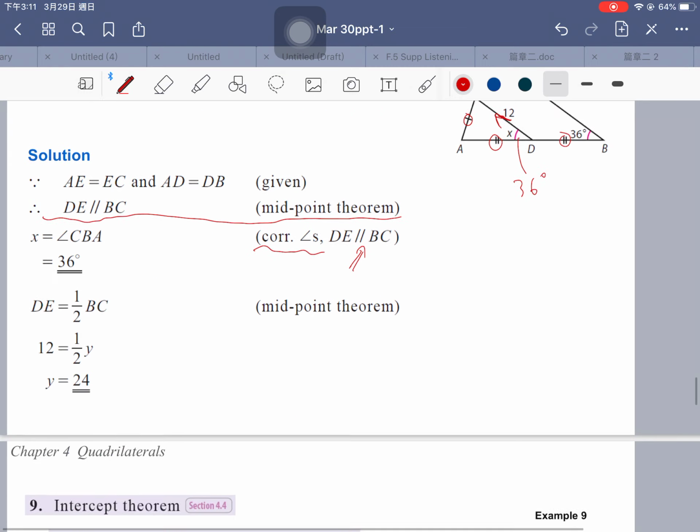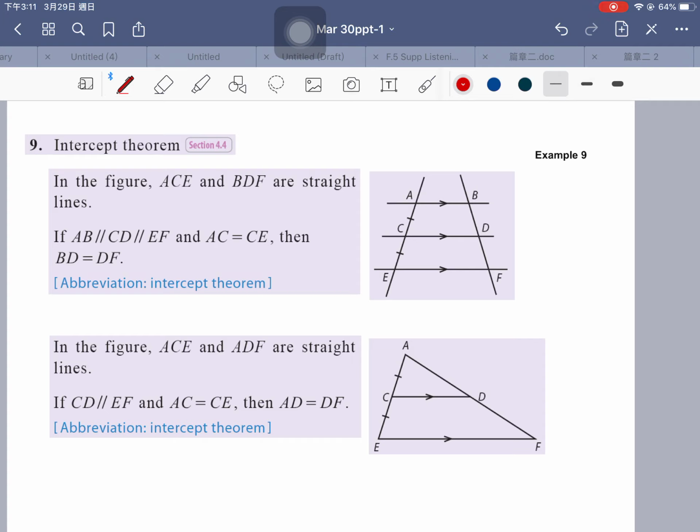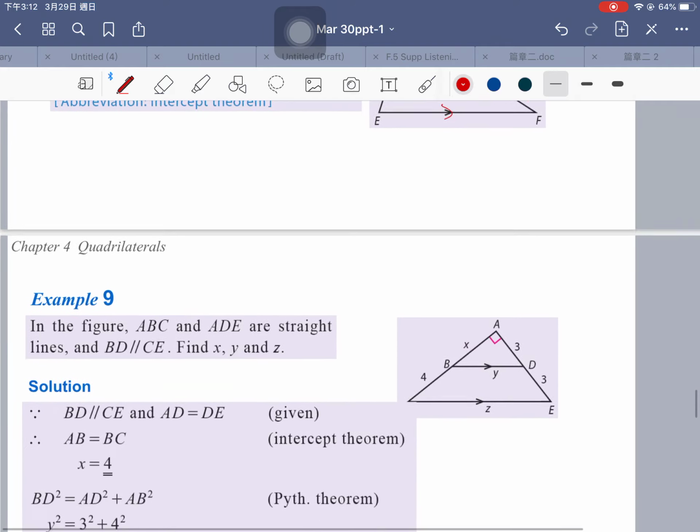And the last is intercept theorem. Intercept theorem says that if these three lines are parallel, these two are equal in length, and these two are also equal in length. And another form of midpoint theorem, which is in the form of a triangle, you see that only two lines are parallel, but this is in the form of a triangle. So this is also equal. This is intercept theorem. It is different from midpoint theorem. Don't get mixed up.